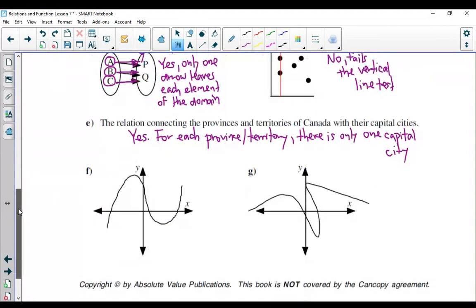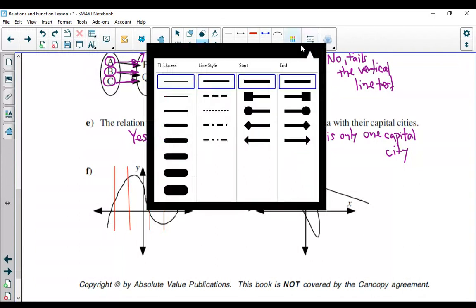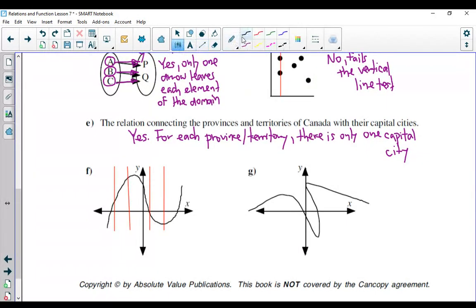F and G, we're going to do the vertical line test. F is okay. It doesn't matter where you draw a vertical line. You could put it here, here, here, right here. It doesn't matter where you draw it. If the graph only intersects the vertical line a single time, then it is going to be a function. So I'll say yes. Passes the vertical line test.